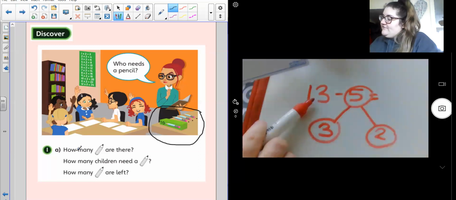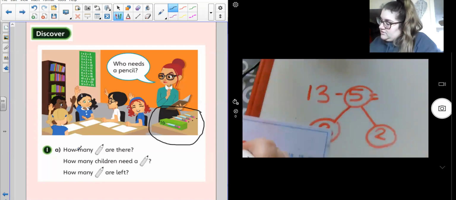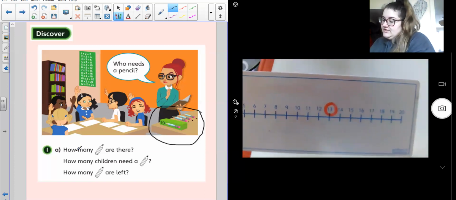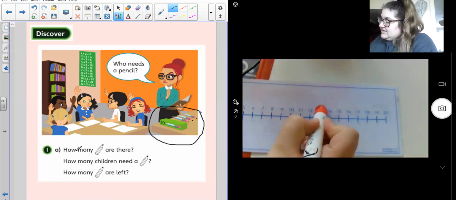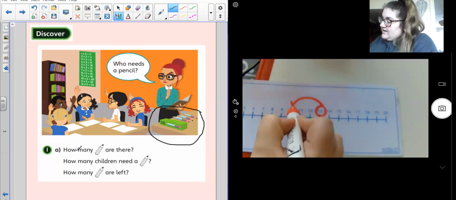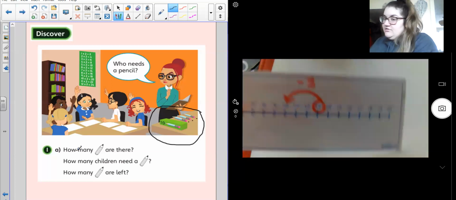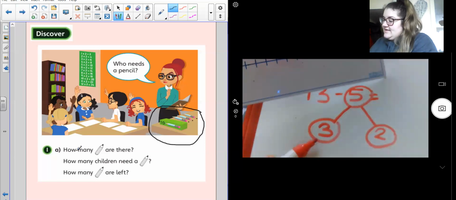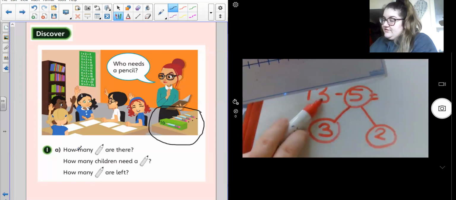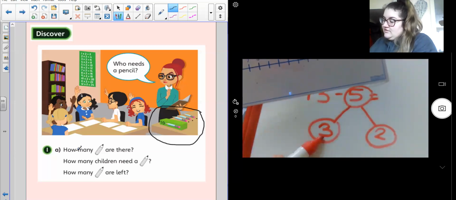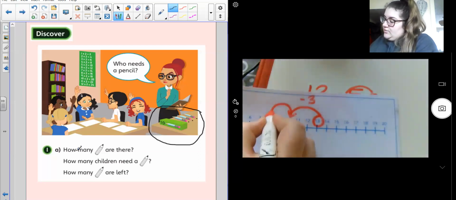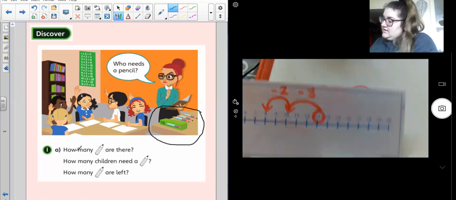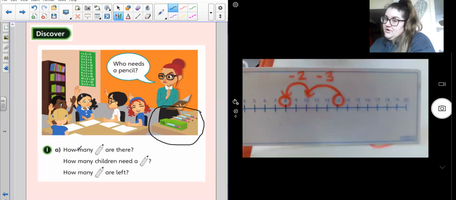Okay, so I've got 13 as my whole. So I'm going to circle the number 13. And I know that in order to get to 10, I need to take away 3. So I'm going to get to 10, there we go, and I've taken away 3. Stay with me. So I've started at 13, I've taken away the 3 to get to the 10, and now I need to take away 2 more, okay? And I've landed on the number 8.